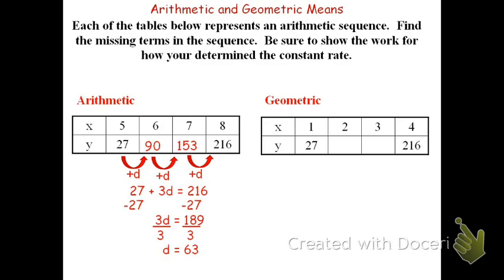It's always a good idea to check and make sure that the answer that you got is correct. The way to do that is to take 153 and add 63. It is 216, indicating that we did the problem correctly.